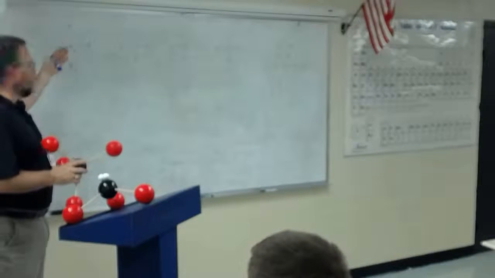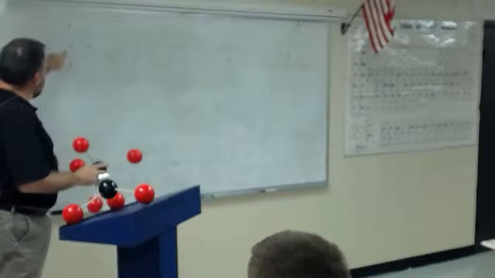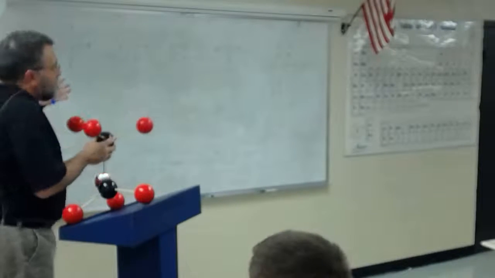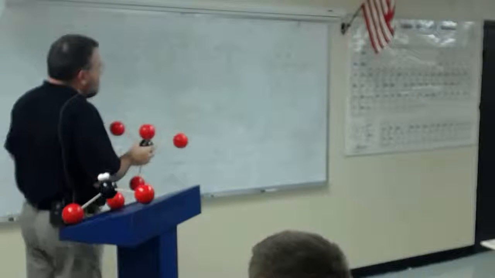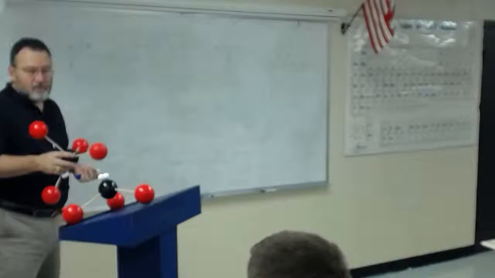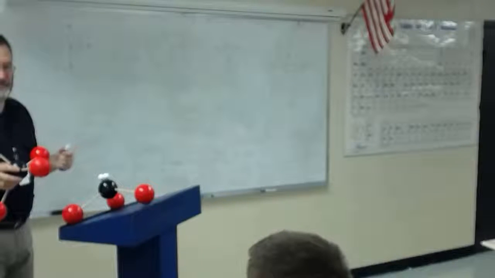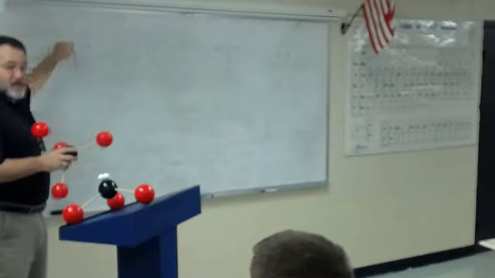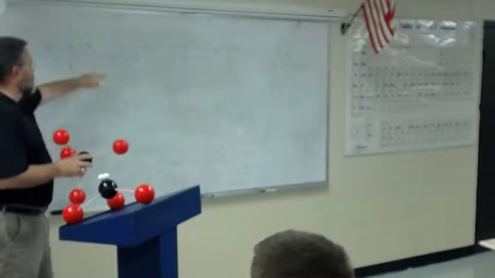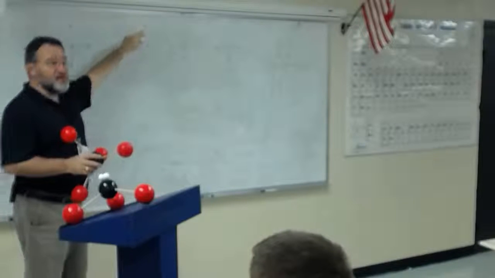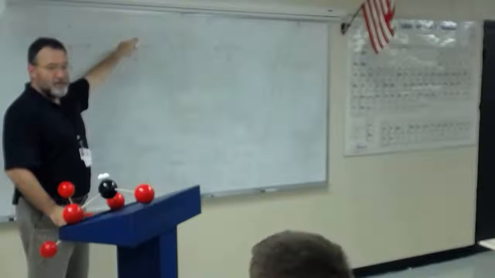So this could be, for example, carbon and four hydrogens. It could be carbon and four lithiums. It could be different things, okay? All I'm saying here is we've got a central atom and four things attached to it. Here we have a central atom and four things attached to it. In this case, it's three single bonds and an unbonded pair.